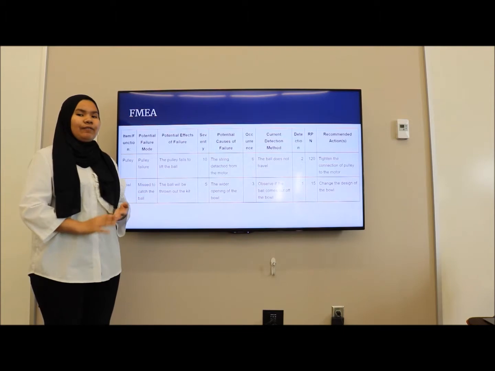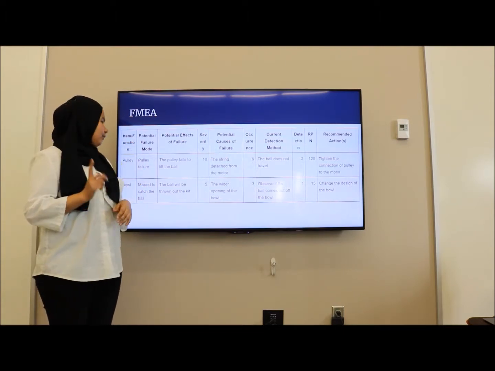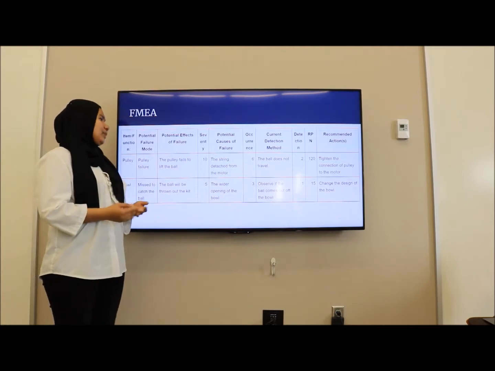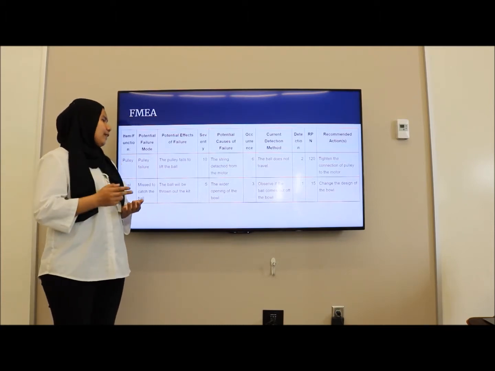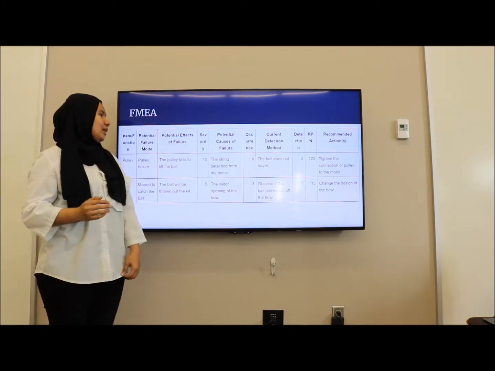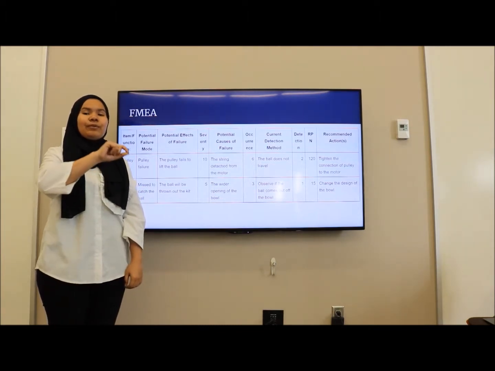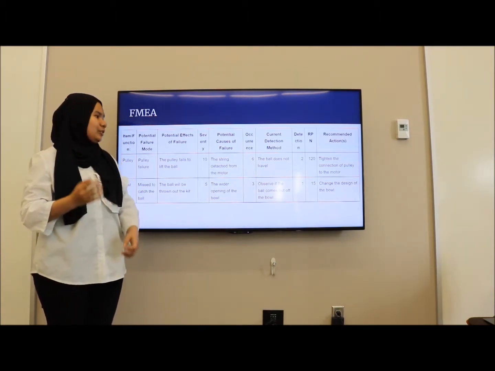The team have identified the potential failure modes and summarized them in this table. The first potential failure mode is the pulley. As you can see, the potential effect of failure is that the pulley fails to lift the balls up to the tube. The potential cause of this failure is that the string that attaches the pulley to the motor is detached from its position.